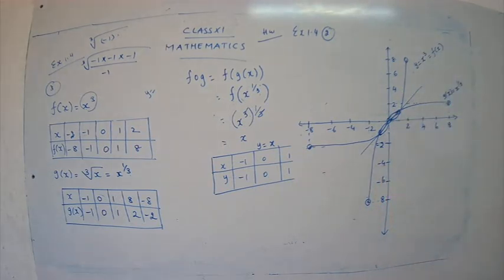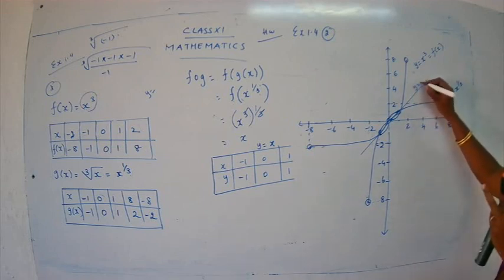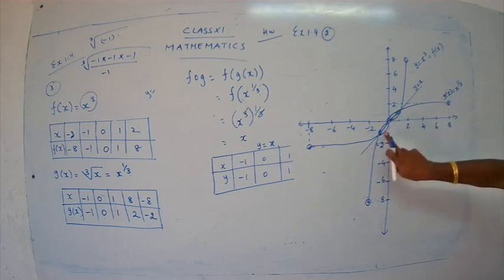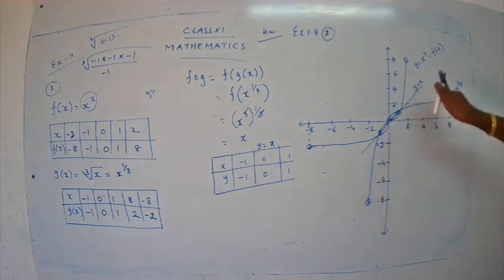This will be y is equal to x. Y is equal to x cube, and you will get y is equal to x. So see, you will just get a wave, and the y is equal to x is going to pass through the wave.